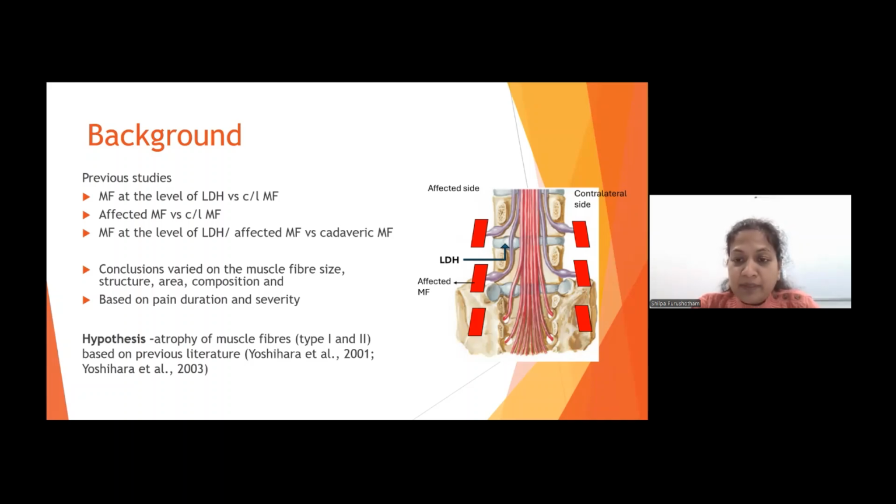So based on our previous studies, we hypothesized that there will be atrophy of muscle fibers, both type 1 and type 2 fibers in our study.